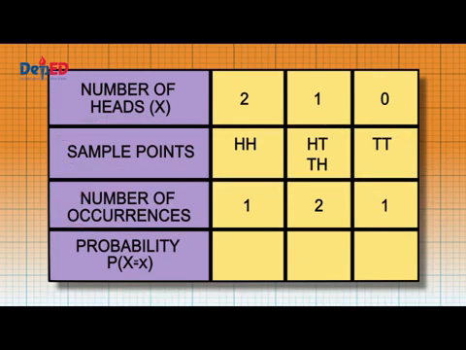Since there are 4 items in the sample space, then the probabilities are 1/4, 1/2, 1/4, in that order. If this set is your answer, then your answer is correct.